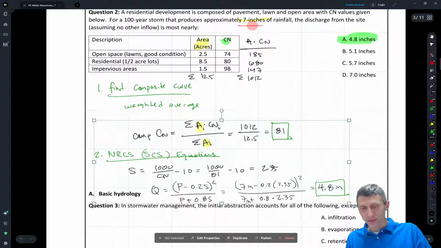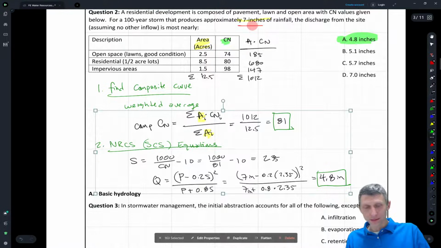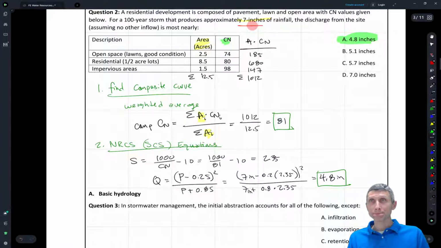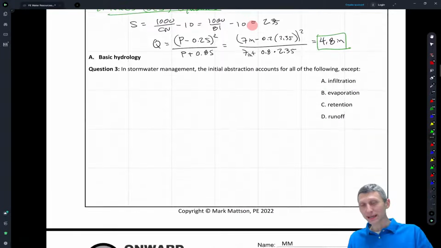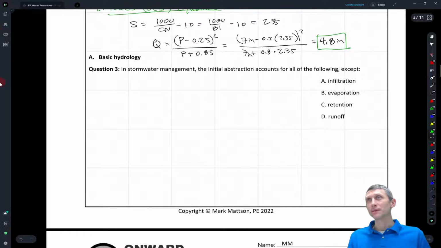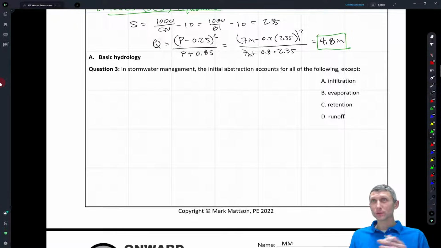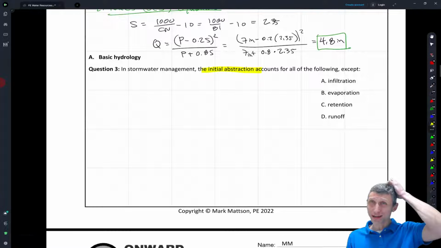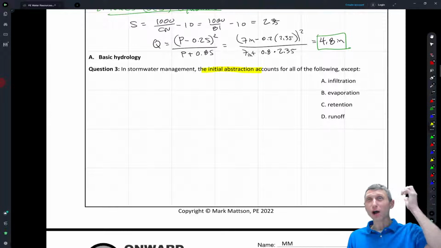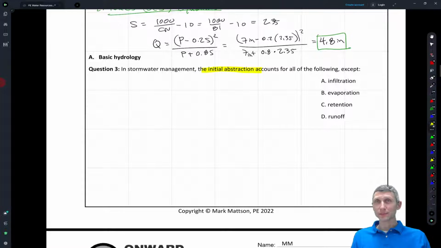So I'm just going to move this up just a little bit to make a little bit more room here. All right, next question is a conceptual question. This kind of gets to what we were starting with in the first place. It has to do with the idea of runoff, right? And in stormwater management, the initial abstraction. So this is the key word that we're looking for here. The initial abstraction accounts for all of the following except.